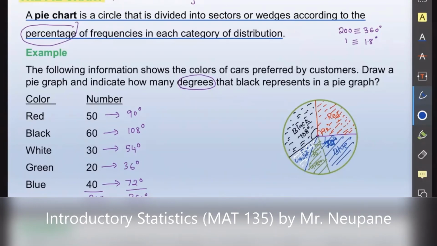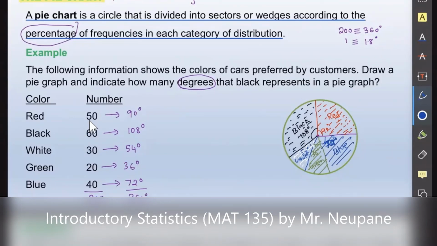Okay, what we do is, see, when you add all these numbers, it is 200, right? So 200 is equivalent to 360 degrees, okay? So you have to multiply 200 by how much to get 360. We are going to find that first. So in order to do that, divide 360 by 200. For 1, it is equal to 1.8. So first you have to get that, okay? Meaning the number 1 is equivalent to 1.8 degrees. Because if you multiply 200 times 1.8, you'll get 360.